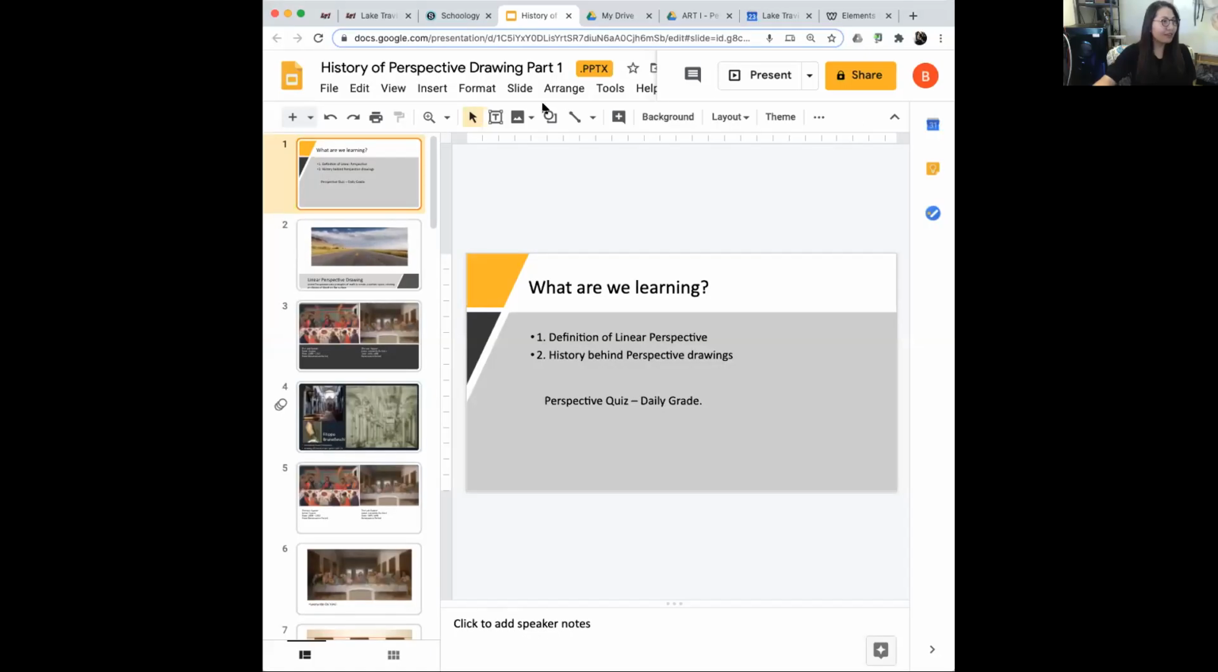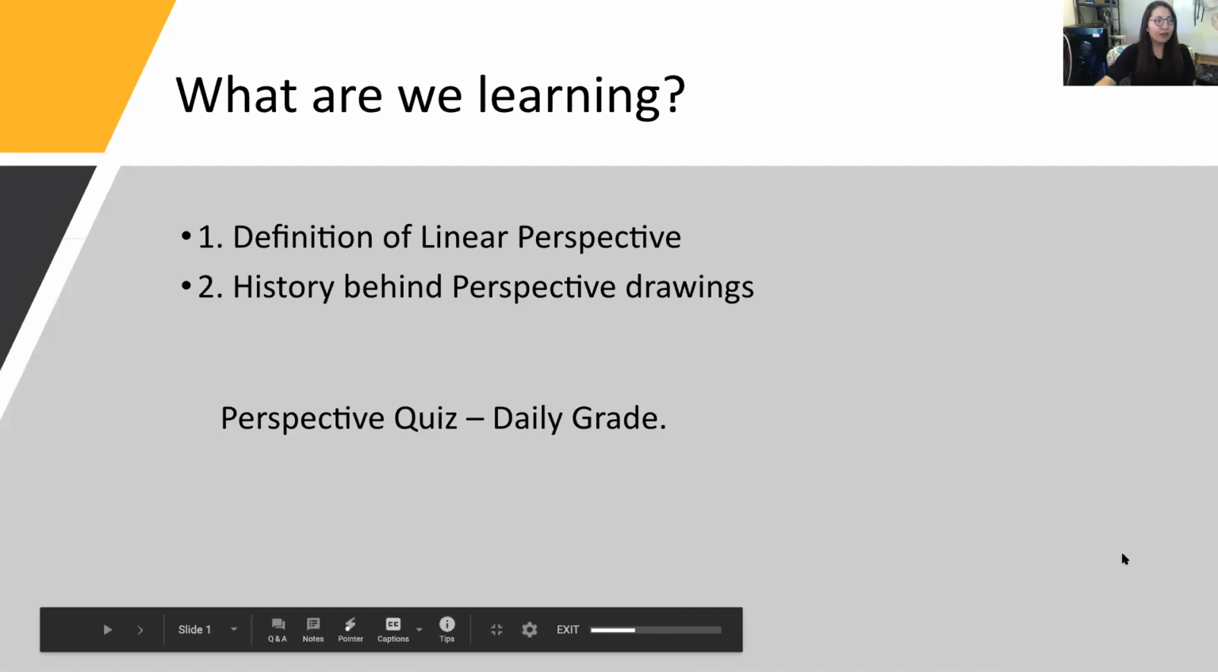So let's go ahead and start with linear perspective. I'm going to go ahead and switch my screen mode. All right, and present. I'm just going to put myself down in the corner.